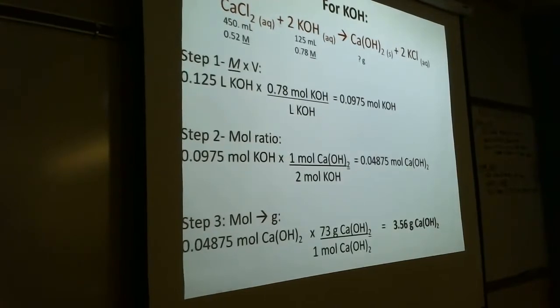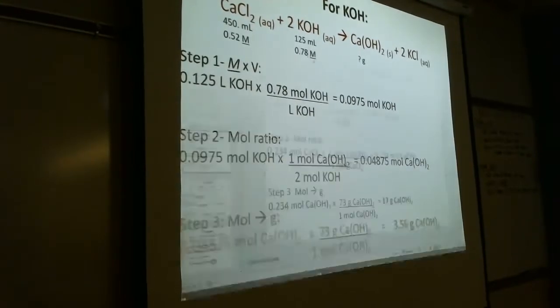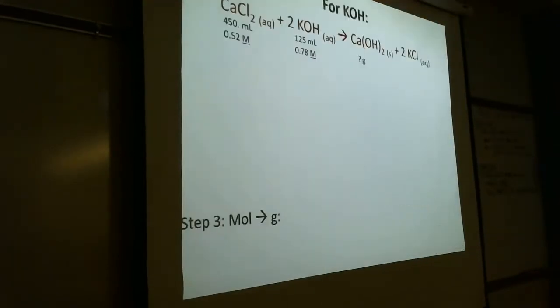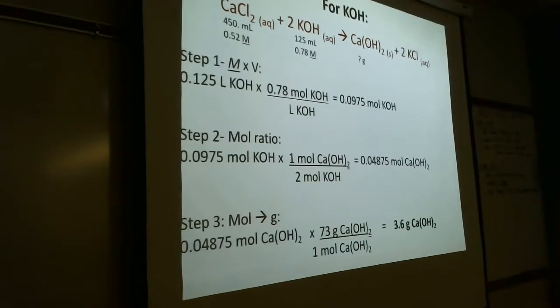And let's see, I've got too many sig figs again because that's 2 sig figs. So that should be 3.6, because I can only keep 2 sig figs. Does everybody agree on this process? How we got these values?